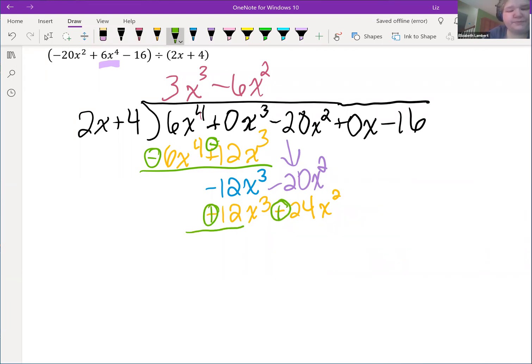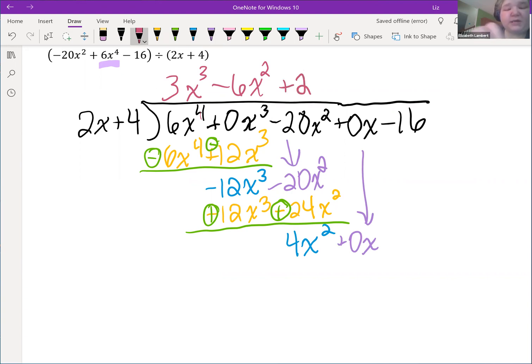But remember, plus. No, it's not so bad. Just 4x squared. And 0x is just a placeholder. So I'm going to need a plus 2, and I'm going to need another x. So we have 4x squared, wrong color, 4x squared plus 8x.